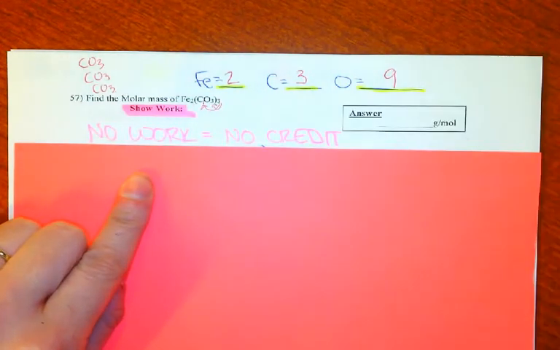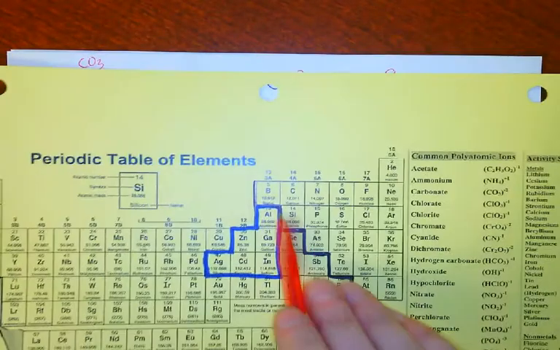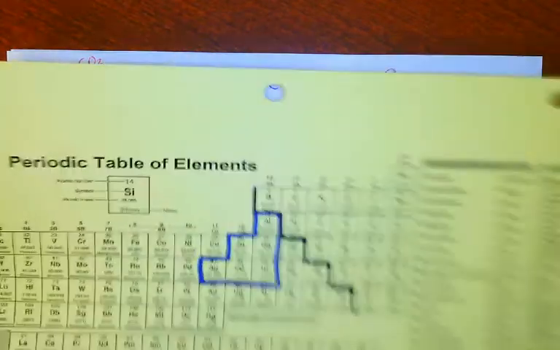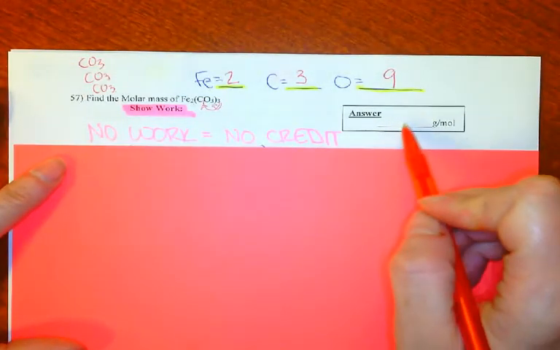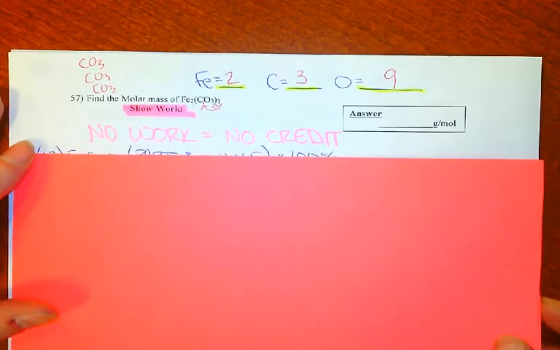So when you add up the mass of 2 irons, so 2 of these, plus, how many did I say? 3 of these, plus 9 of those, that's the answer you're going to get right here. So make sure you're showing work for that.